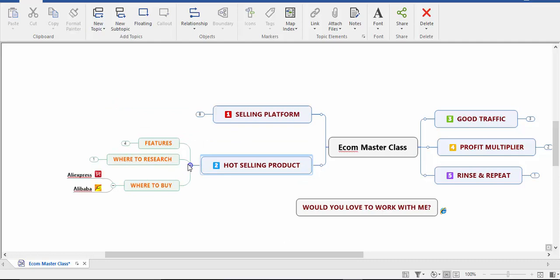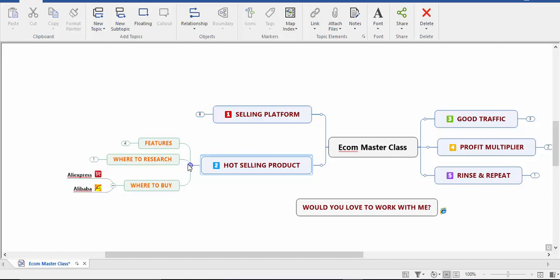Hot selling products. Before you can venture into the e-commerce business, you must have a hot selling product to sell. You can't just buy any product and list it across all different platforms and say you want to sell. No, it doesn't work that way. You need a hot selling product. What is a hot selling product? A hot selling product is a product that people are craving. People really want to have them. People will beg you to sell them.